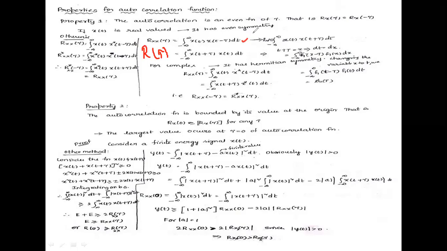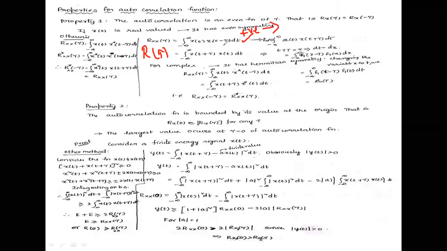R of tau is equal to the integral of the real function x of t x of t minus tau dt for the positive direction of the tau values, and x of t plus tau x of t for the negative direction of the tau values. That is for real values.